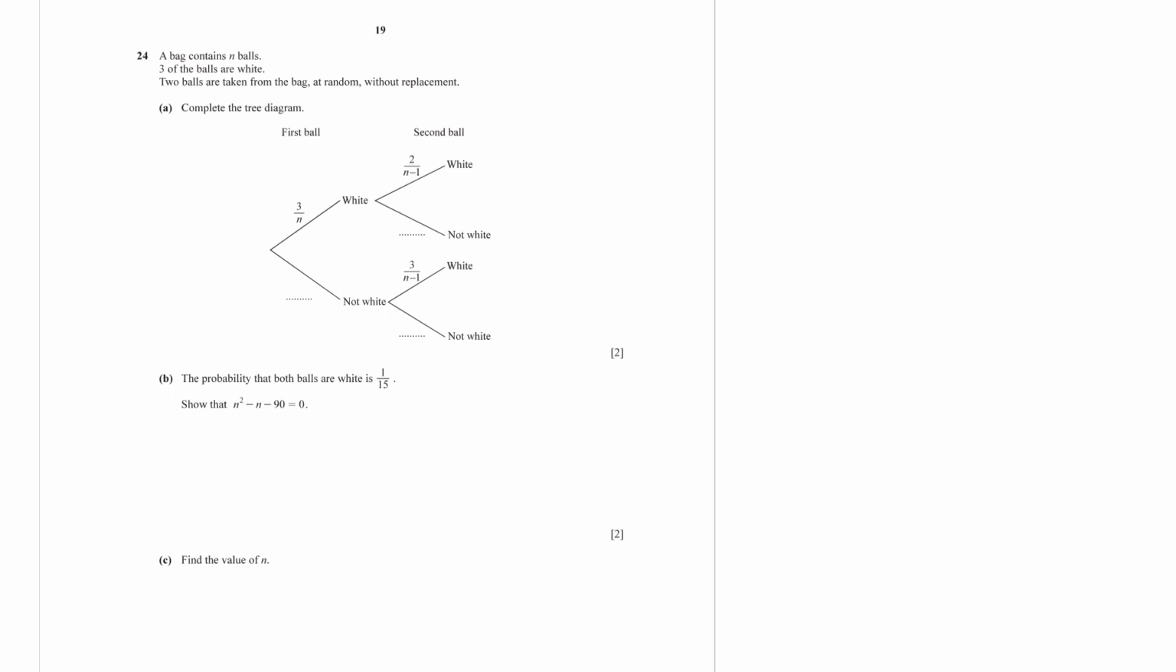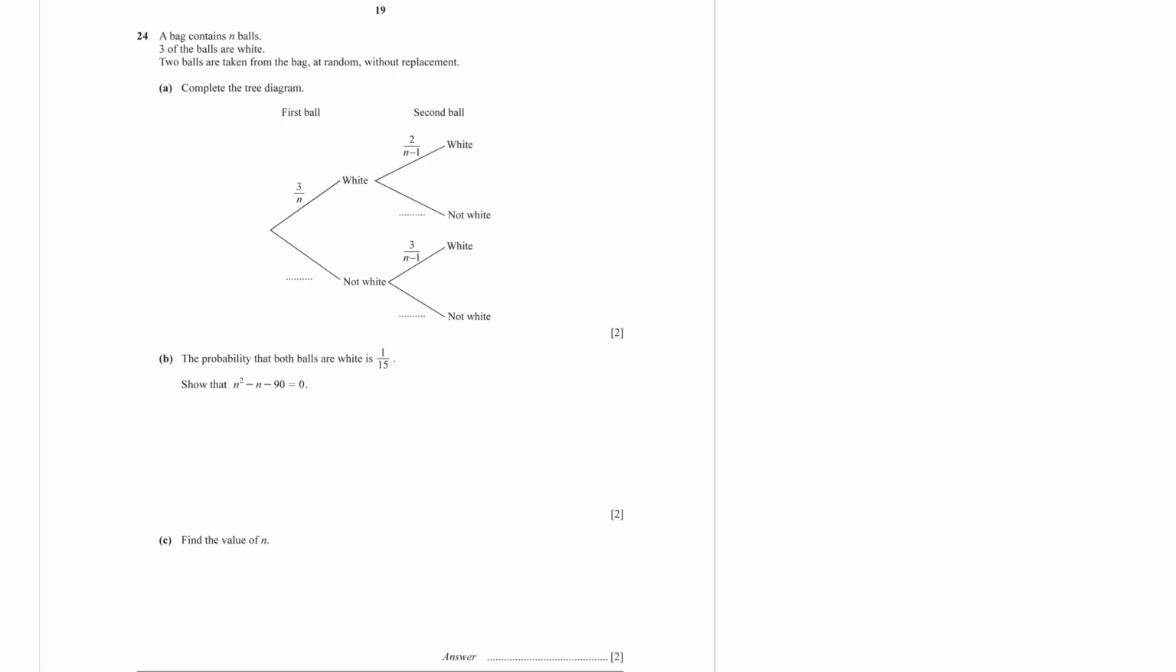So this is question number 24. A bag contains n balls. 3 of the balls are white. 2 balls are taken from the bag at random without replacement. That means you pick the first one and then you do not put it back. You just pick another one. So you have to complete the tree diagram here.